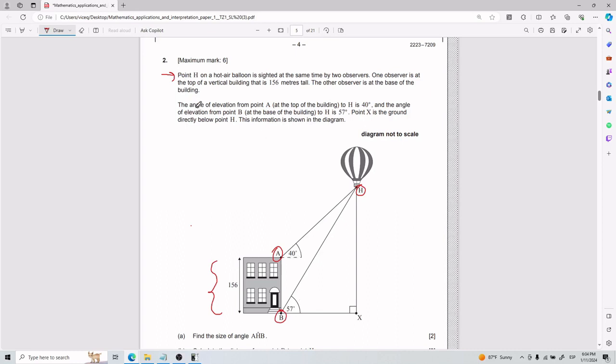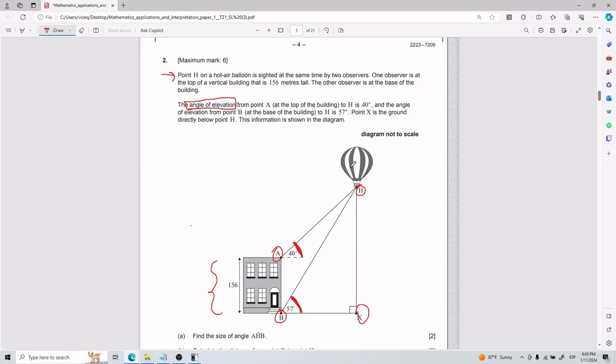The angle of elevation, what is elevation? I'll talk about it in a moment. From point A at the top of the building to H is 40 degrees. The angle of elevation from point B to H is 57.